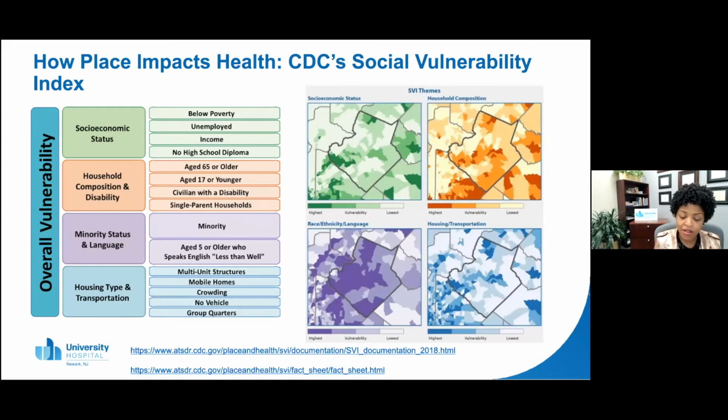I can tell you a lot of conversation during the pandemic began to refine why it is that we see a disproportionate devastation in Black and Brown communities. It's because of where they live. It's because of where they work. It's because of the use of public transportation. It's because of burden of chronic disease. And a lot of those same factors are determined by socioeconomic status, household composition and disability, historically excluded groups in language, and housing type and transportation.